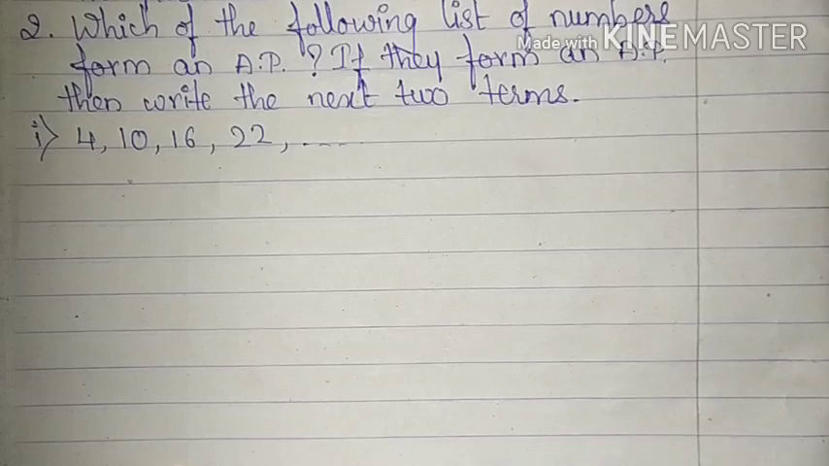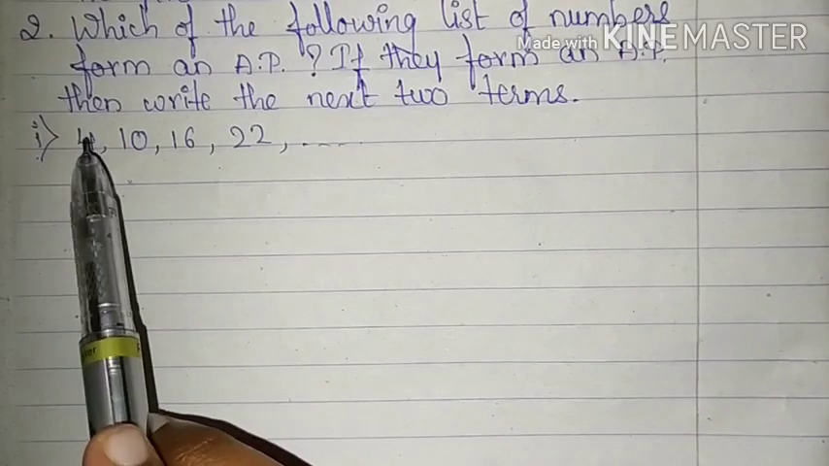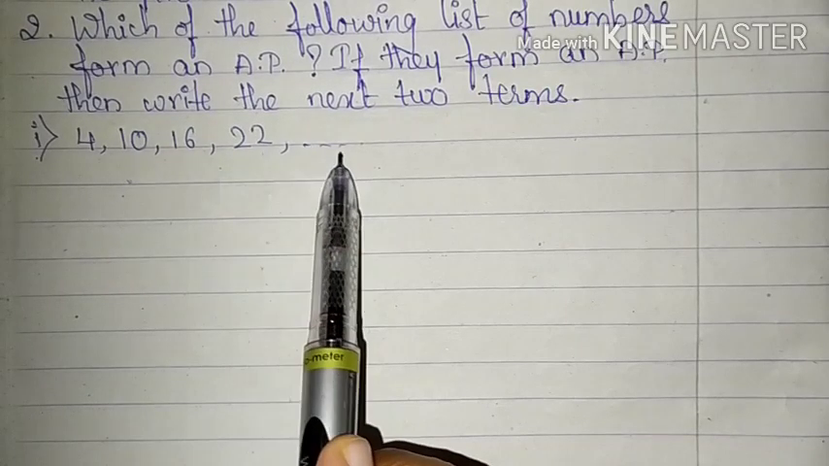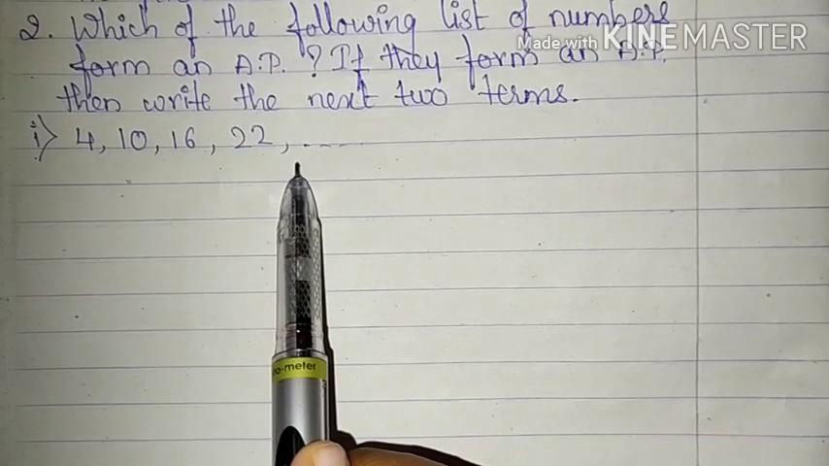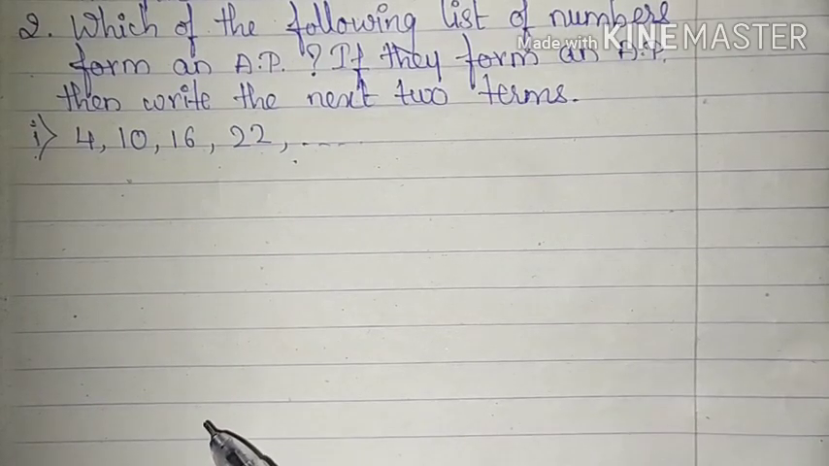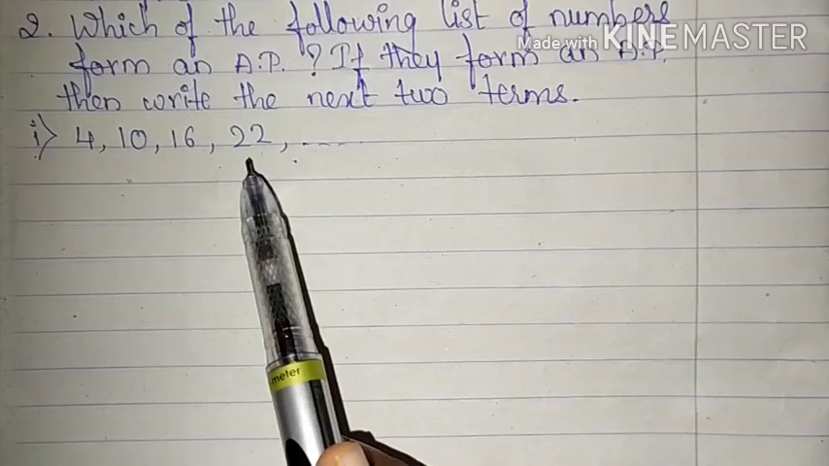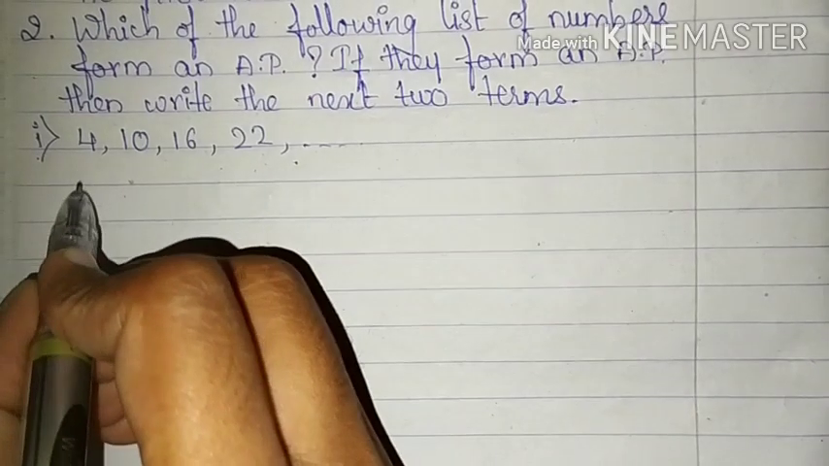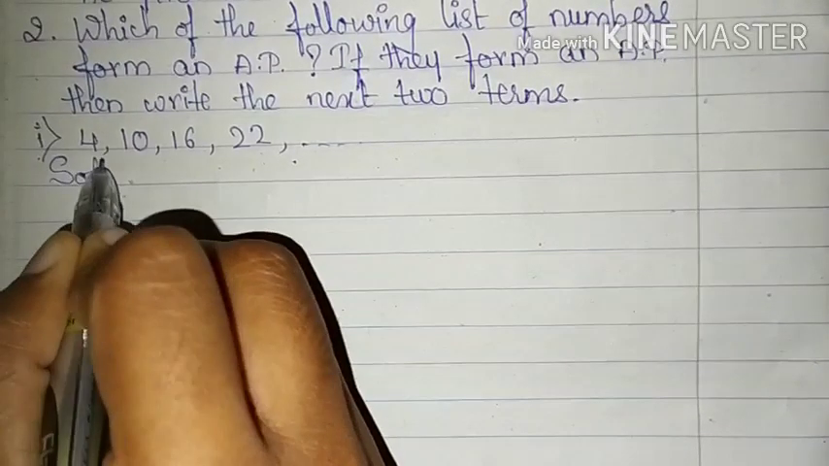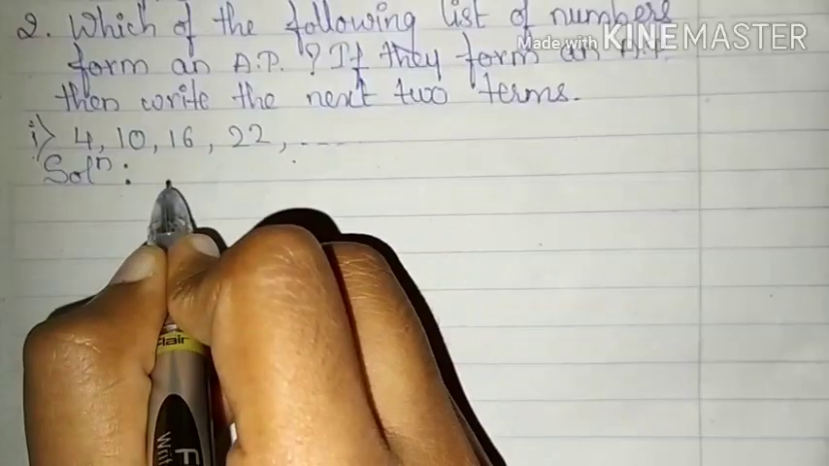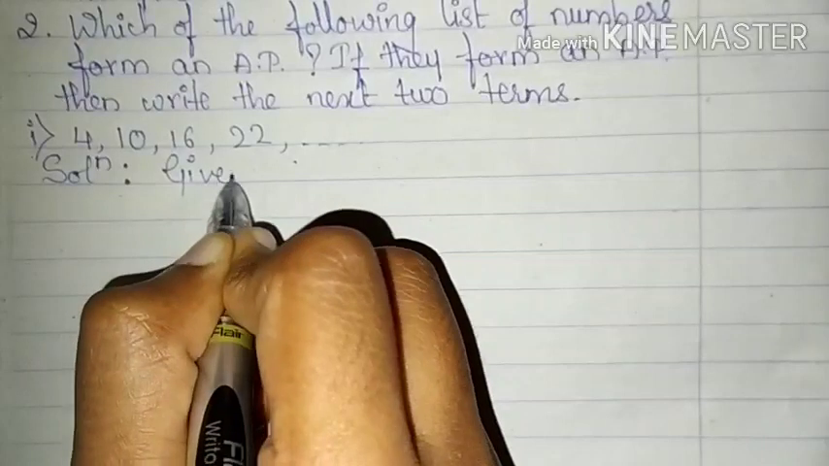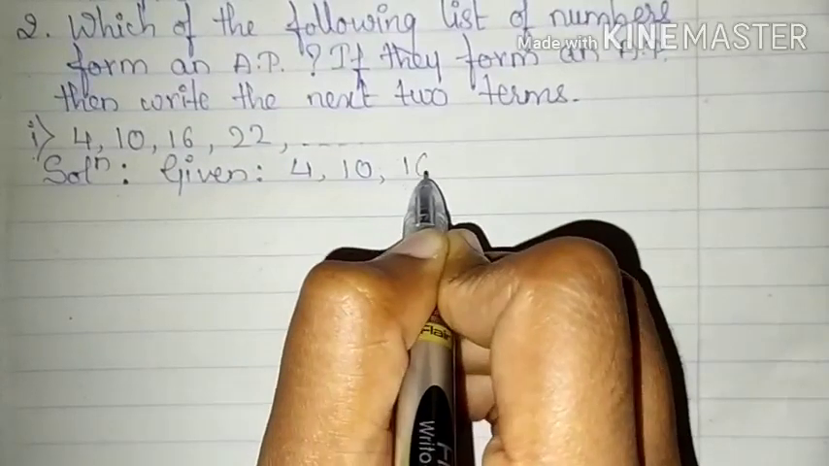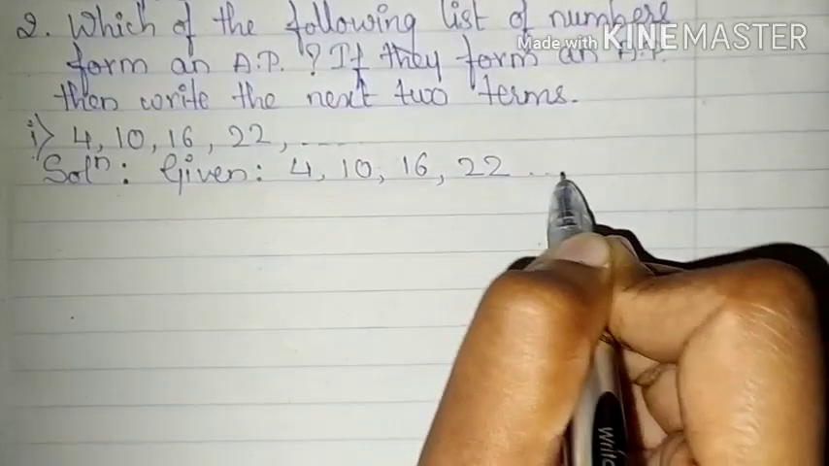So let's look at the first list. The first list is 4, 10, 16, 22 and so on. They have given you a list of numbers. In the previous sum they had told you that the given list was an AP. But here you have to verify whether this list is an AP or not. So let's verify if this list is an AP. Solution: given, first we have to write given. We have the list 4, 10, 16, 22 and so on.